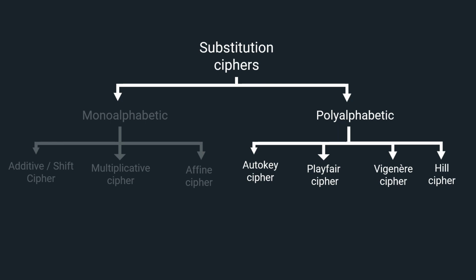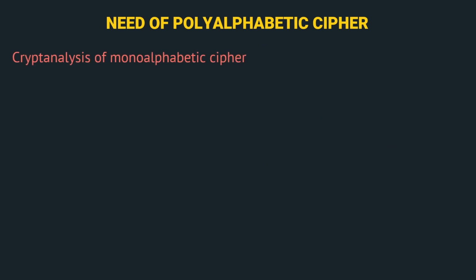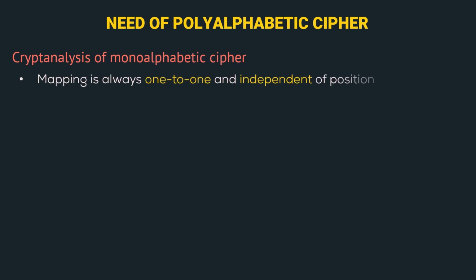But before deeply understanding polyalphabetic ciphers, let's see why we need a polyalphabetic cipher in the first place. So why do we need a polyalphabetic cipher? To understand this, let's do the cryptanalysis of the previous monoalphabetic ciphers. In a monoalphabetic cipher, the mapping is always one-to-one and is independent of the position of the characters in the plain text. Let's understand this using an example.